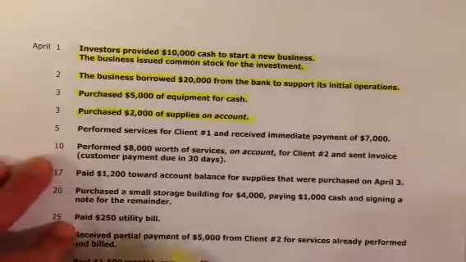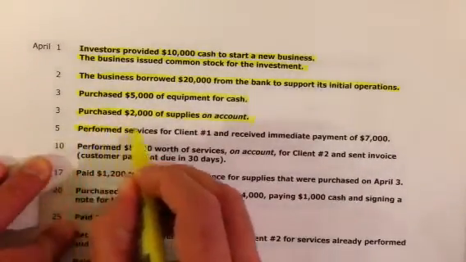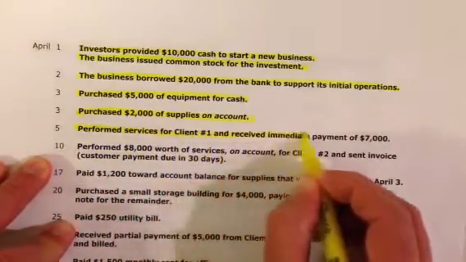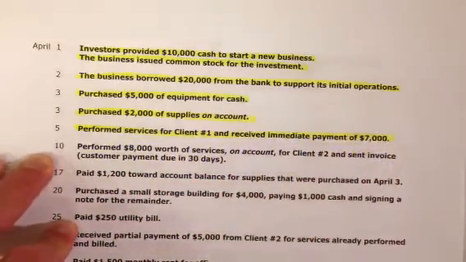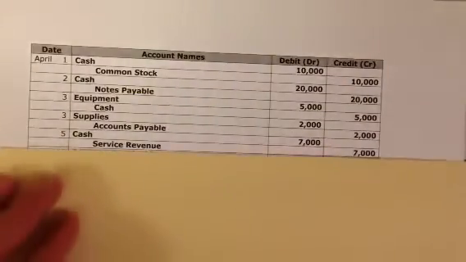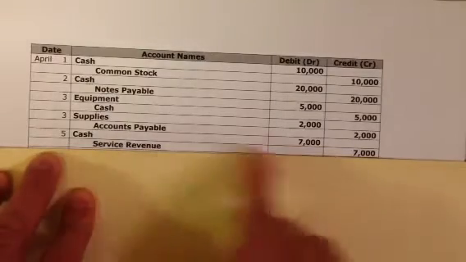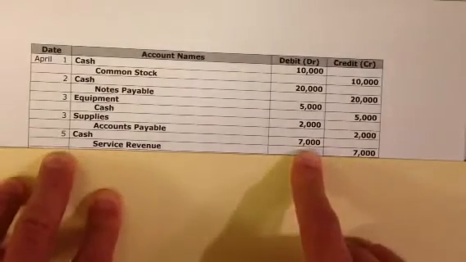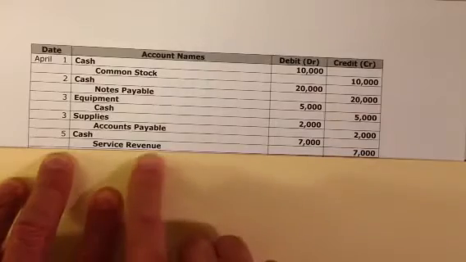Next, on the 5th, our company performs services for client number 1, and we received payment immediately of $7,000. Well, we got cash then, $7,000, and there's the entry on the 5th. We debited our cash by $7,000. It went up, and notice that we have credited the revenue account.